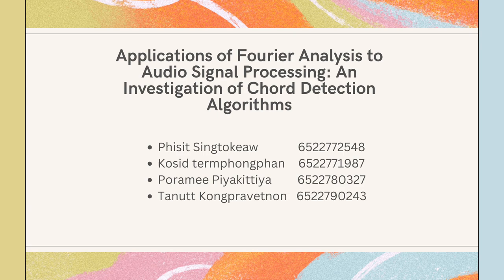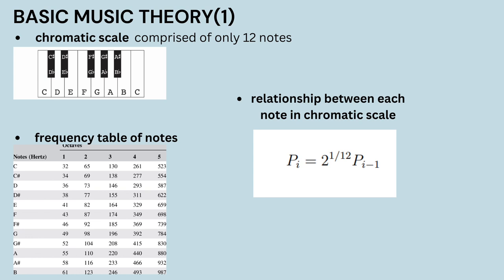Now let's see some basic music theory. Due to human perception preference, we have developed many systems of pitches since ancient times, and we are left with only 12 notes that are widely used these days. Nowadays, we mostly listen to Western music, which is composed of those 12 notes. Whatever the song is, we call those 12 notes the chromatic scale.